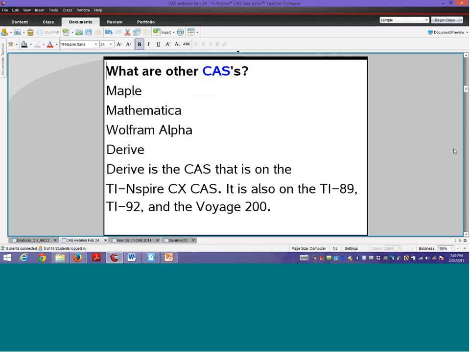Other CASs include MAPLE. Some of you may have heard of MAPLE. I know at Youngstown State University, MAPLE is the CAS of choice. Mathematica is considered the Cadillac of them. Wolfram Alpha, I'm sure you've seen that online, and Derive, and there are many others. Derive is the CAS that is on the TI-Nspire CAS. It's also the CAS that is on the 89, the 92, and for those of you who remember, the Voyage 200.